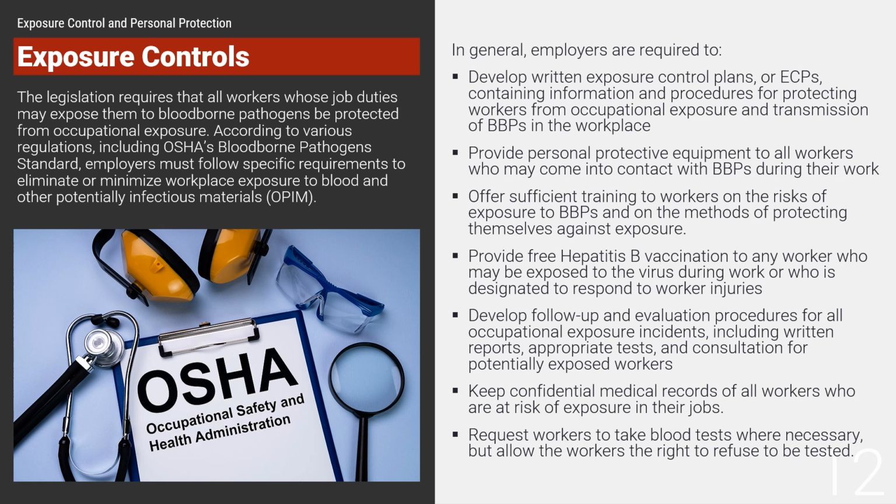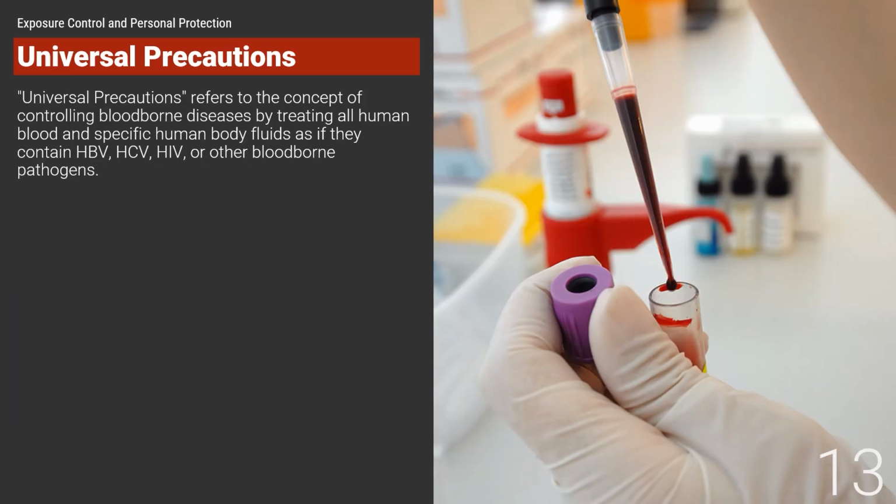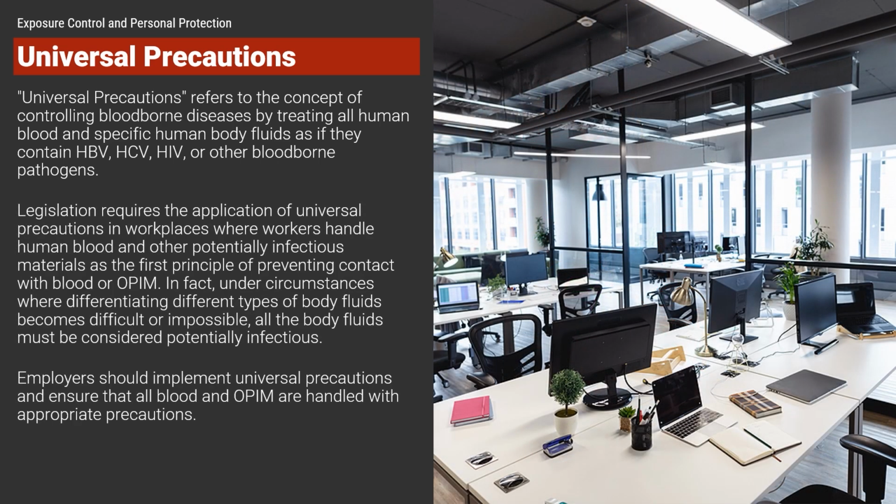Universal precautions refers to the concept of controlling bloodborne diseases by treating all human blood and specific human body fluids as if they contain HBV, HCV, HIV, or other bloodborne pathogens. Legislation requires the application of universal precautions in the workplace where workers handle human blood and other OPIM. In fact, under circumstances where differentiating different blood types becomes difficult, all human body fluids are considered potentially infectious. Employers should implement universal precautions and ensure that all blood and OPIM are handled with appropriate precautions.